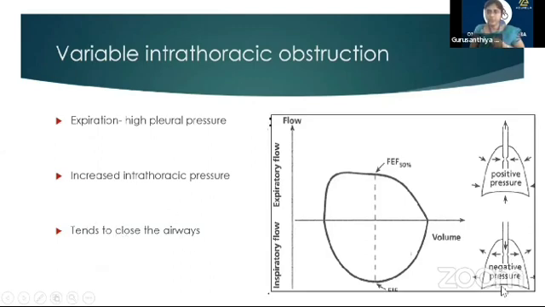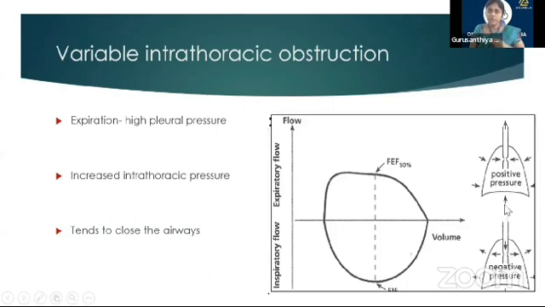As you can see, this is inspiration. When the patient is inspiring, it is a negative airway pressure. So this is intrathoracic obstruction, right? The intrathoracic obstruction is somewhat relieved when there is a negative pressure because the airway tends to open up.